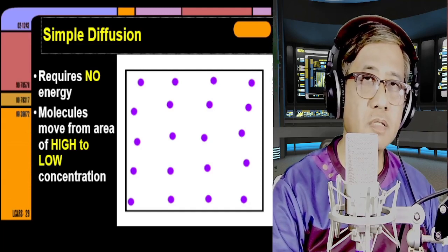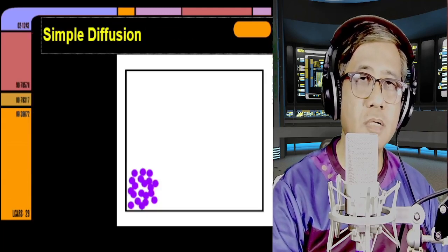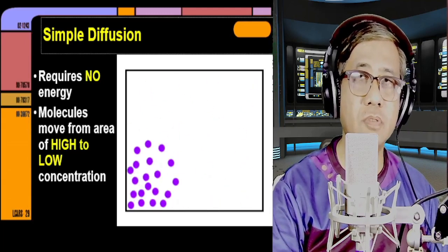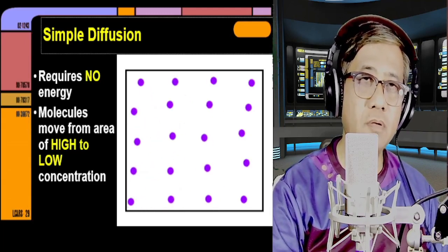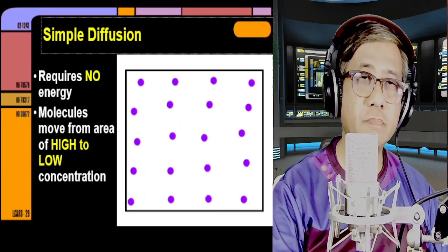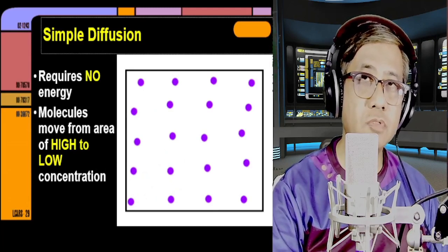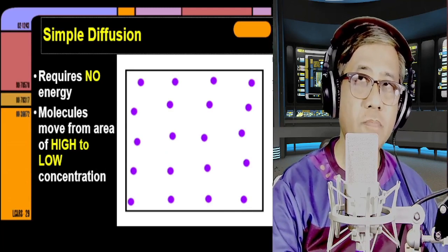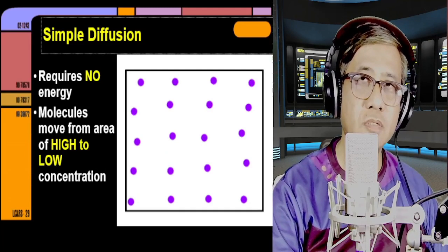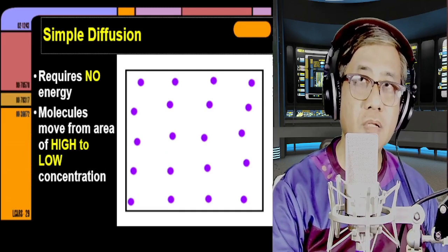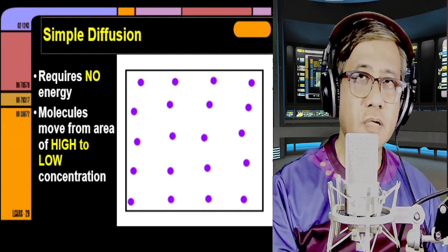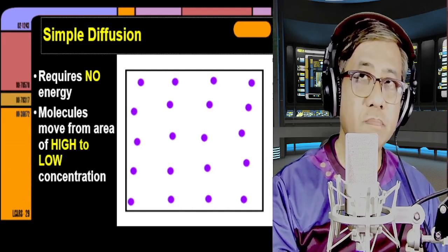Based on this animation, you will notice that the molecules tend to spread out evenly in solution. They move from a region of high concentration to low concentration, and the movement of these molecules will continue until equilibrium is achieved. So that is one way of maintaining balance. Here is another example to further illustrate simple diffusion.